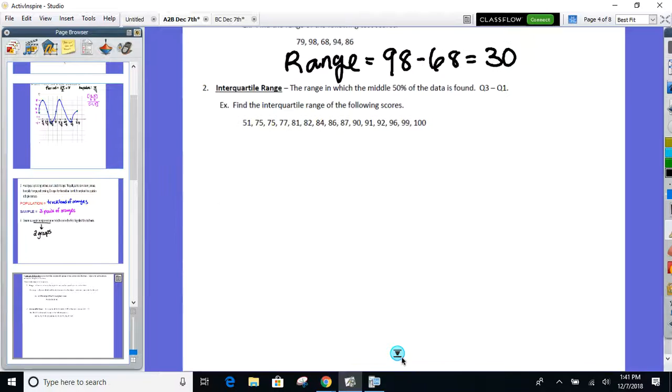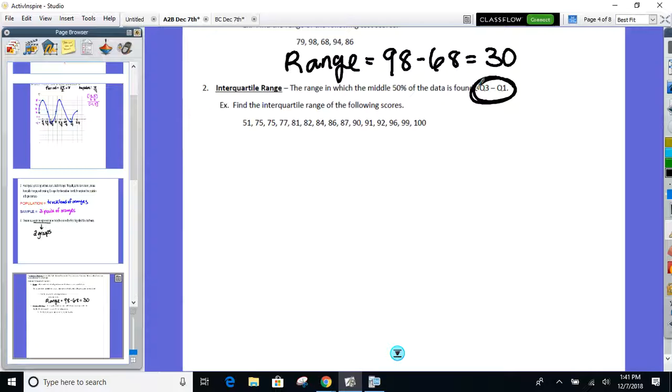If I want to see where basically half the class fit in, I can find what's called the interquartile range. If you guys remember in Algebra 1, you did box and whiskers. You remember finding the quartiles? The interquartile range is the third quartile minus the first one. So I have a set of numbers here. I need your help breaking them up into 4 equal groups.